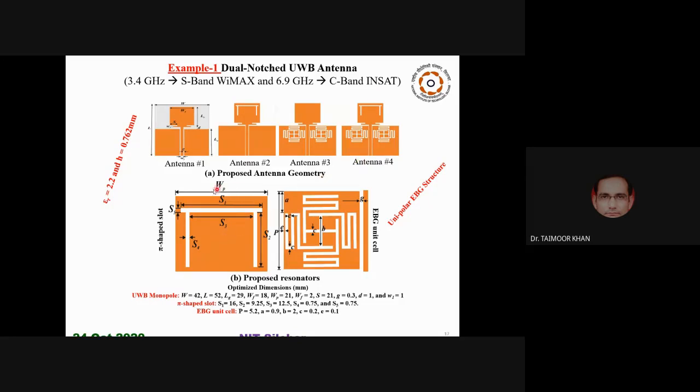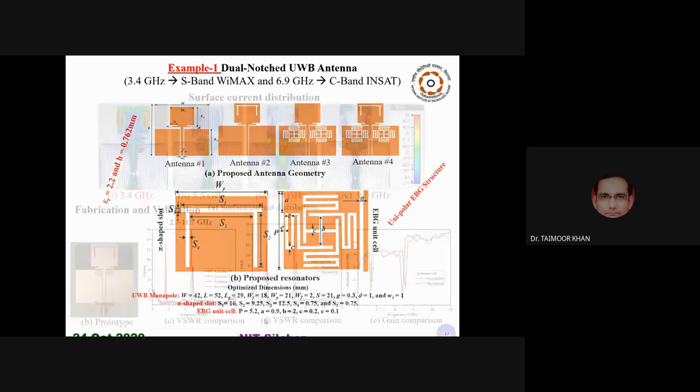In that one, the detailed geometrical description of the pie-shaped slot is given here, then different dimensions of these EBG unit cells are there. This EBG unit cell is a uniplanar EBG unit cell; on the backside, no structure is there. Only on the top side is this design used. The overall geometry is designed using RT Duroid material of 2.2 dielectric permittivity and 0.762 mm thickness, with the optimized dimensions of the pie-shaped slot and EBG unit cell.